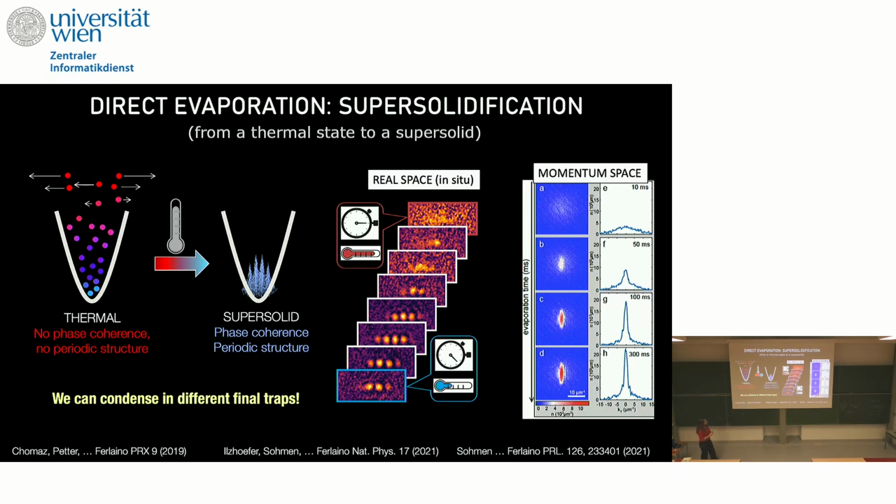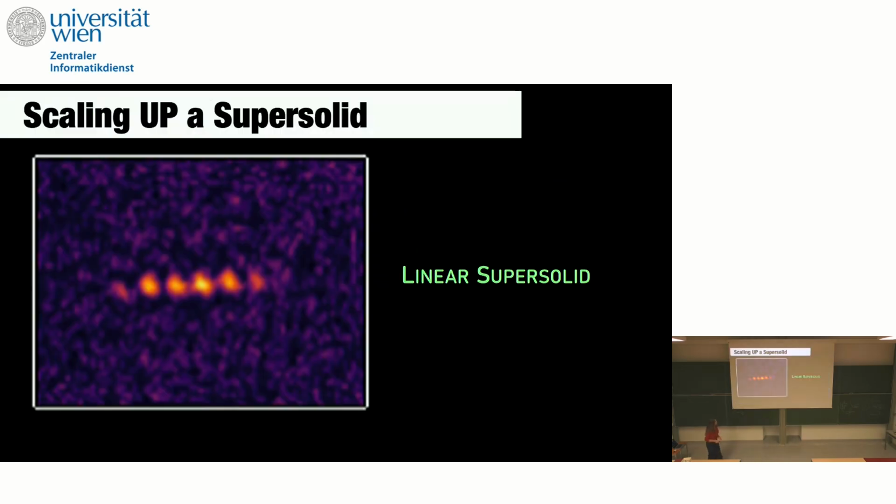And also, the next step for us in our experiment was to say, okay, here we have a state that breaks translational symmetry only in one direction. So you saw it's a string of peaks. But what happened? I want to make it bigger. I want to scale up. I want to have as little finite size effect as possible.